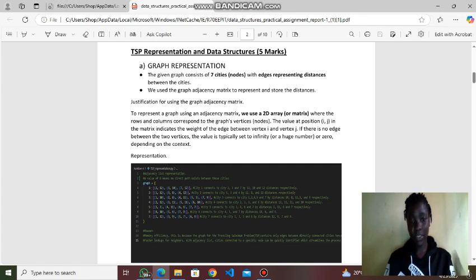In this presentation, we are going to explore how to represent the traveling salesman problem using a graph. In the very first place, the traveling salesman problem involves finding the shortest route that visits each city exactly once. So let's go through this graph representation.